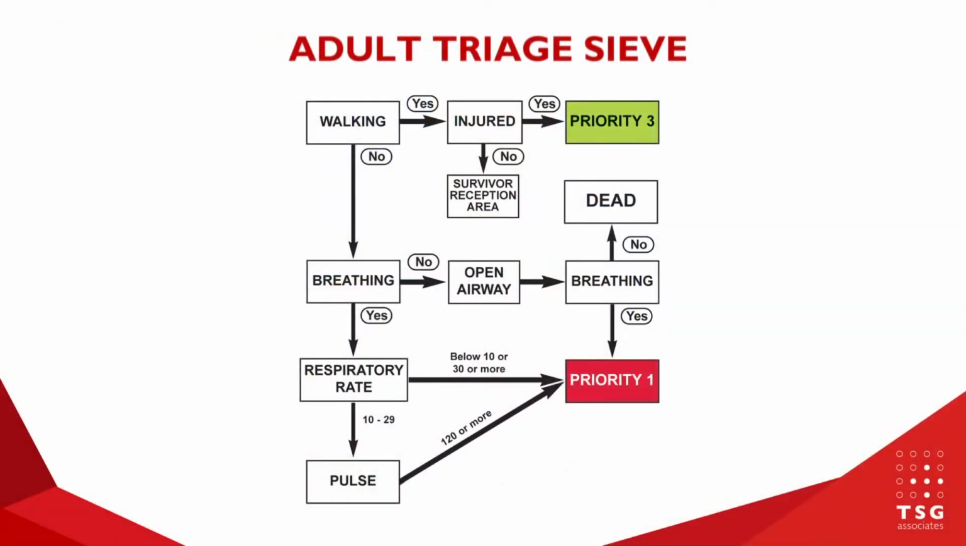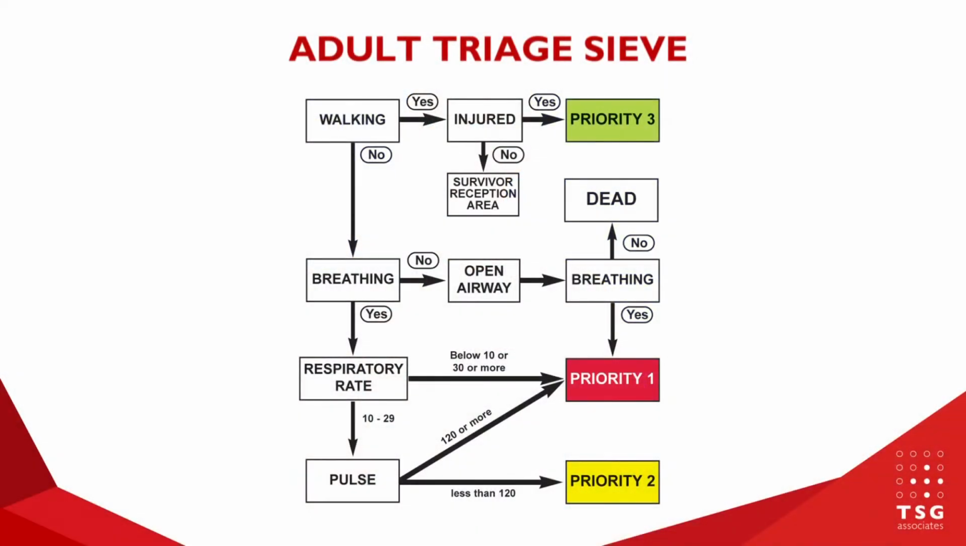Okay, if they are not walking and are breathing between 10 and 30 breaths per minute, our last assessment is circulation. If the pulse is over 120 beats per minute, they are assigned a priority 1. Finally, if the patient could not walk, but both the respiration and circulation criteria were acceptable, they are assigned a priority 2 and given a yellow label.